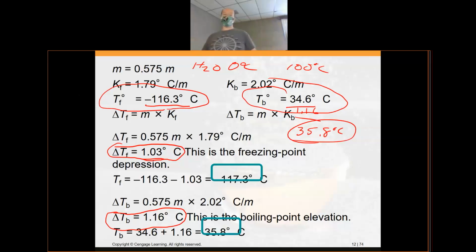That is something that you have to know. You don't have to know any other freezing and boiling points of any other solvent. You do need to know water. You certainly don't need to know ether. They have to be given. If it is not water, it has to be given.